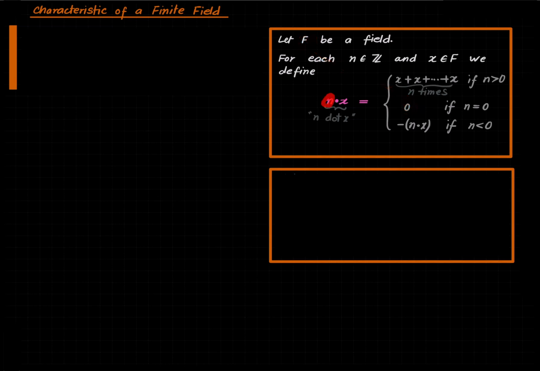The 0 here is in integers, but the output is in the field. Okay? And if n is negative, let's say minus 2 dot x is what we are talking about, then what you do is first you find out what is 2 dot x, which is x plus x, and then you put a minus against it. So this minus here is the minus in the field. This element is the additive inverse of this element in F.